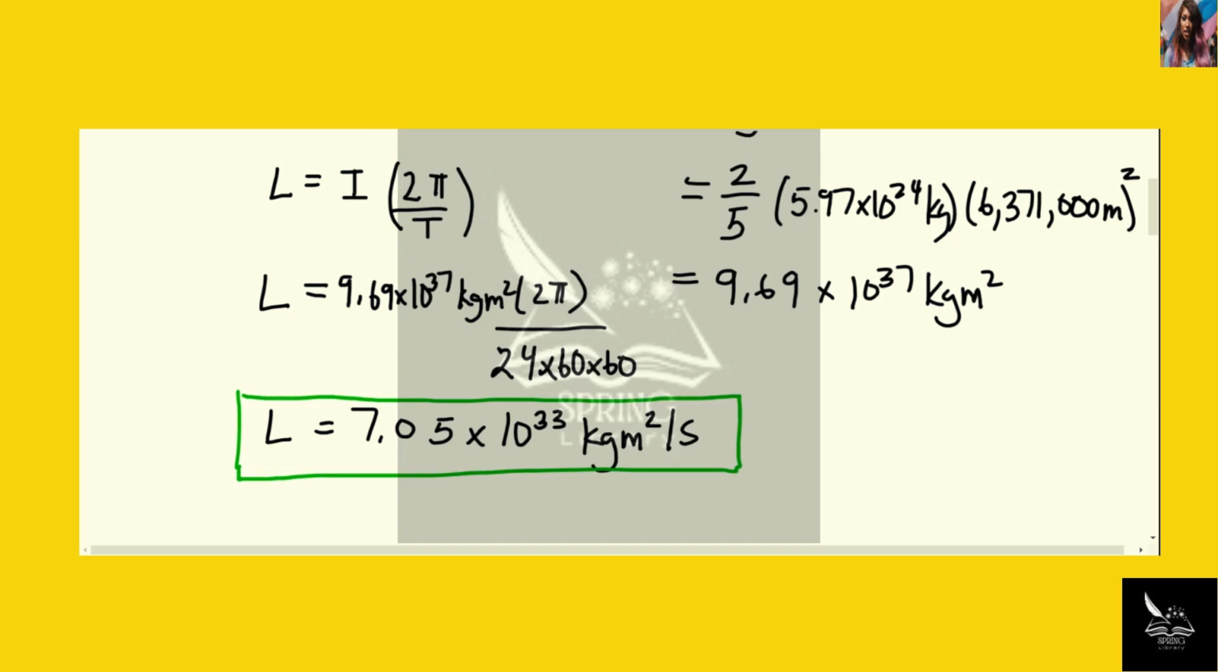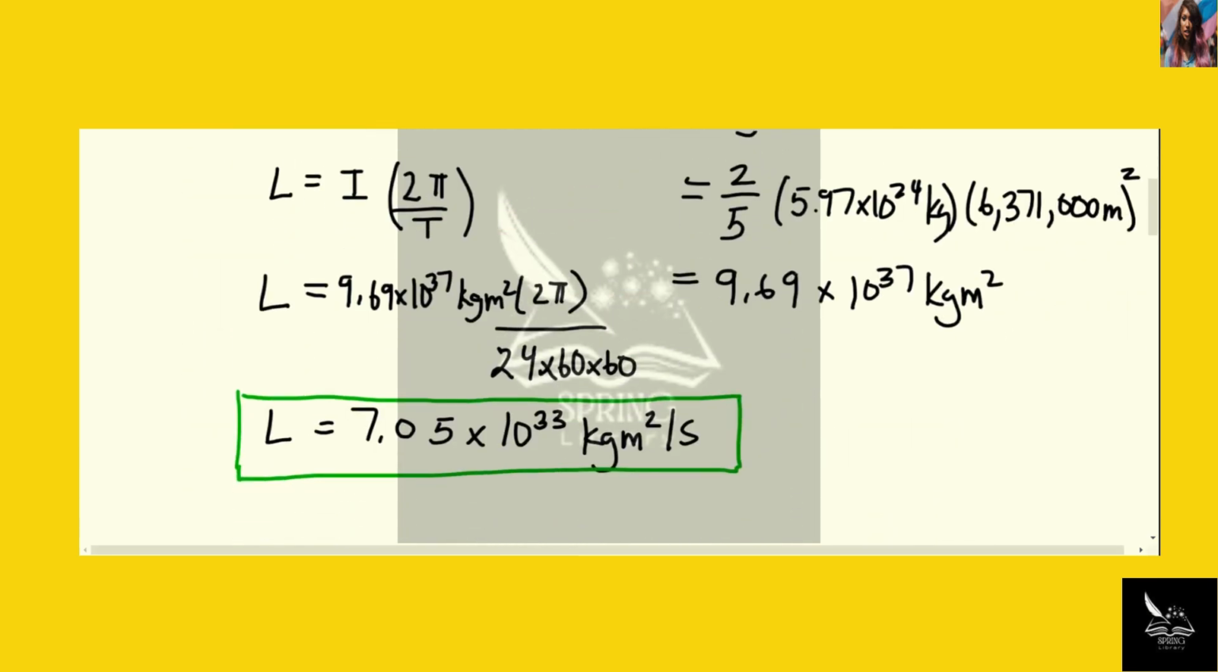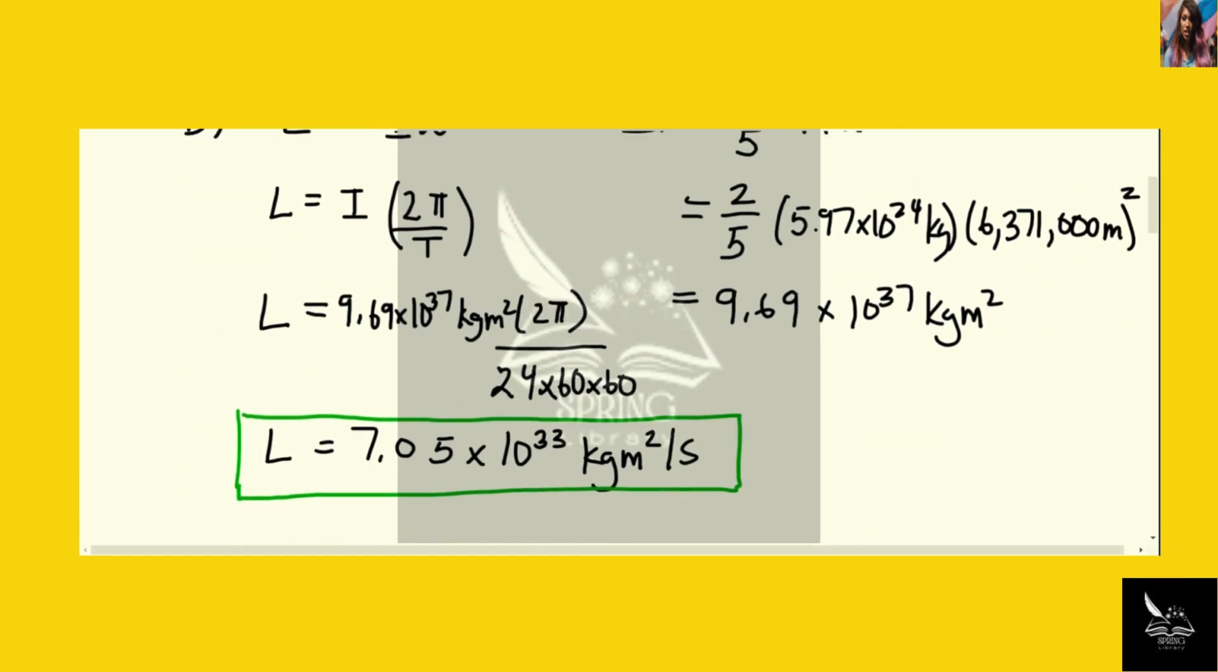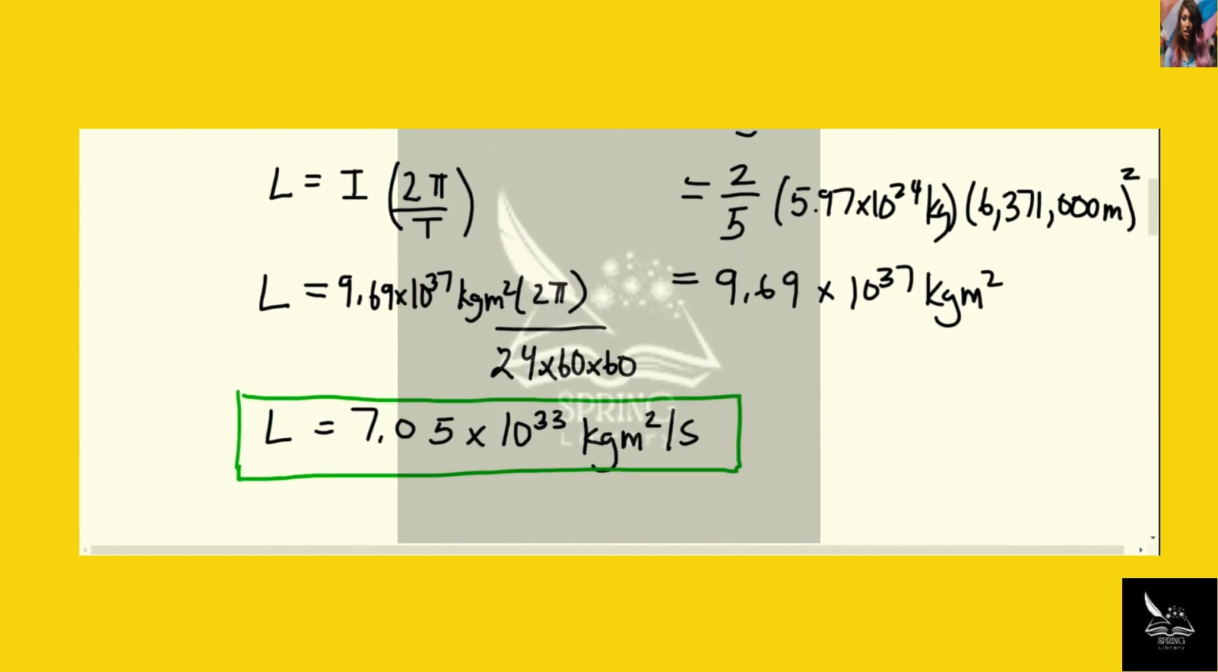You can see that the angular momentum in part B is much smaller than the angular momentum in part A, and that's partly the reason why it's okay to consider the Earth as just a point particle in part A. So this is our final answer.